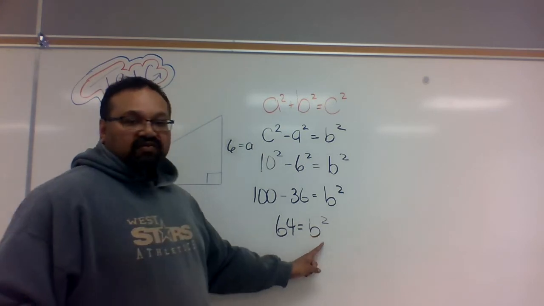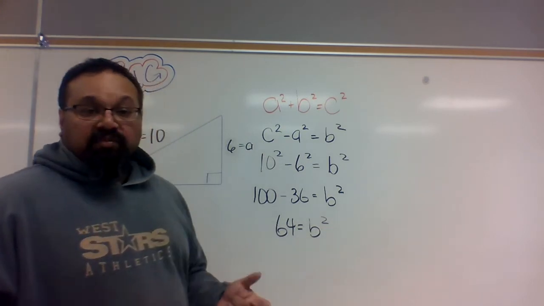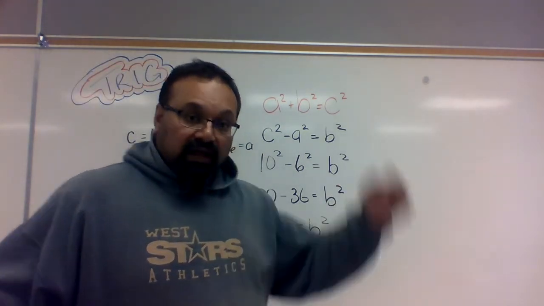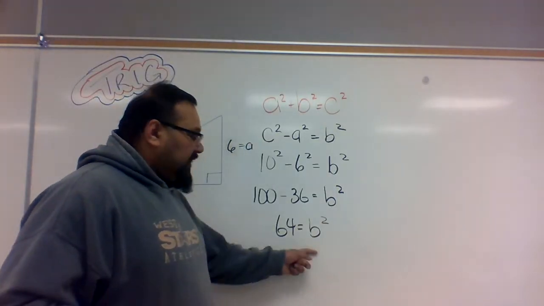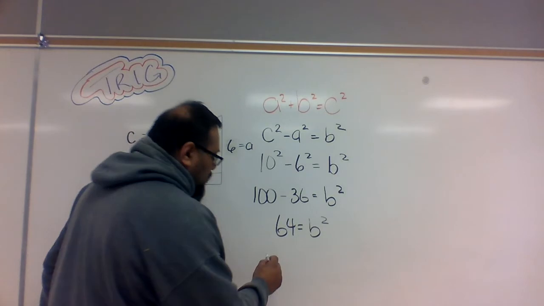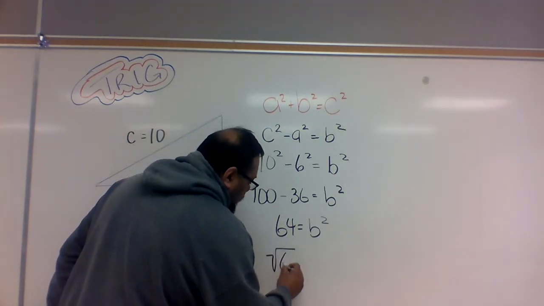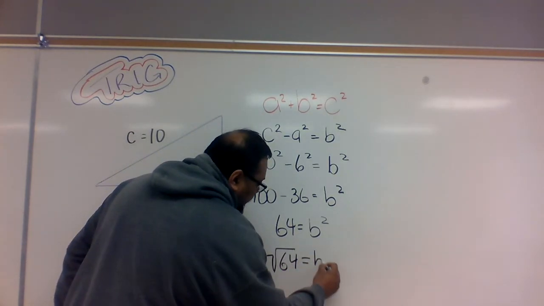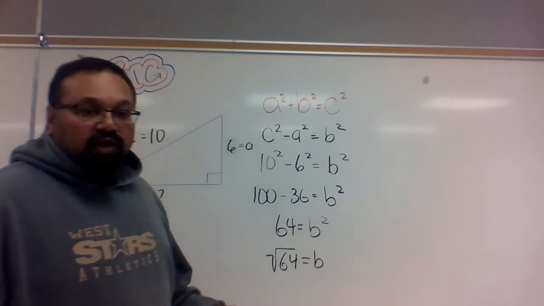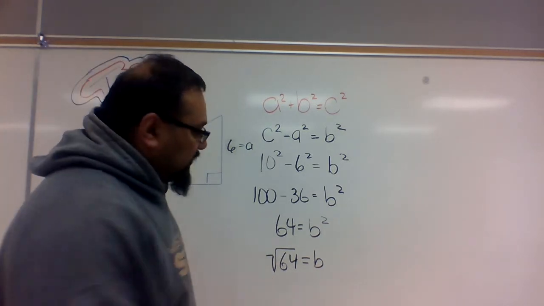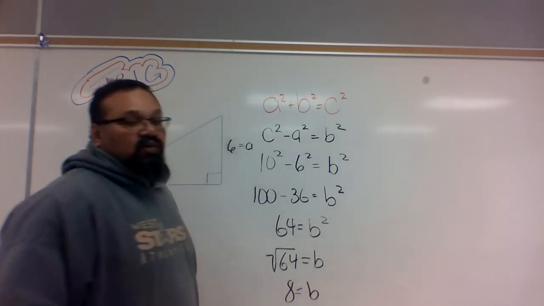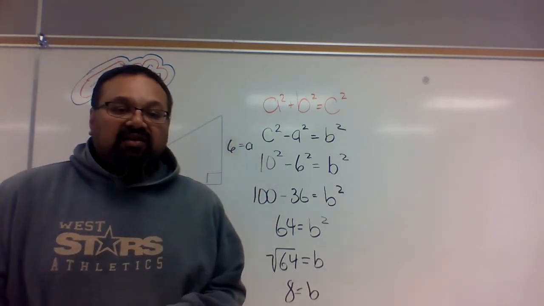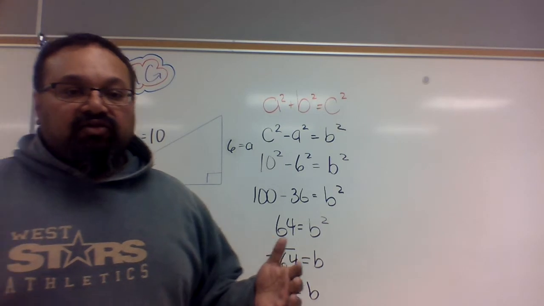Now we have to get rid of the squared, and the opposite of squared, like before, is the square root. So it's the square root of 64 equals B. When you punch that into a calculator, it's going to give you the answer that B equals 8.